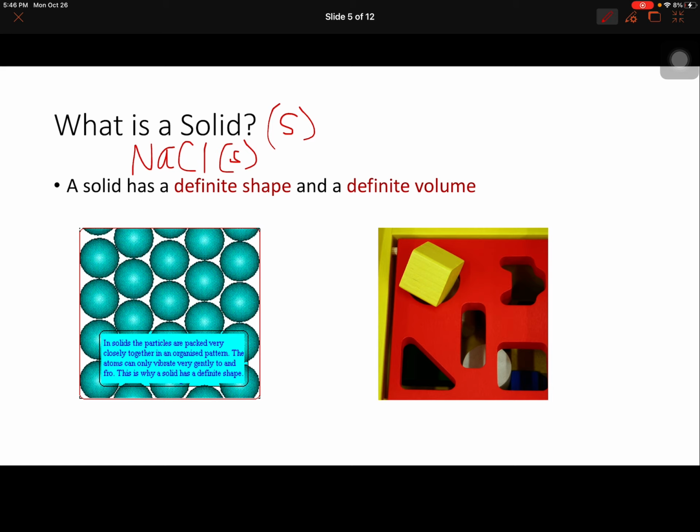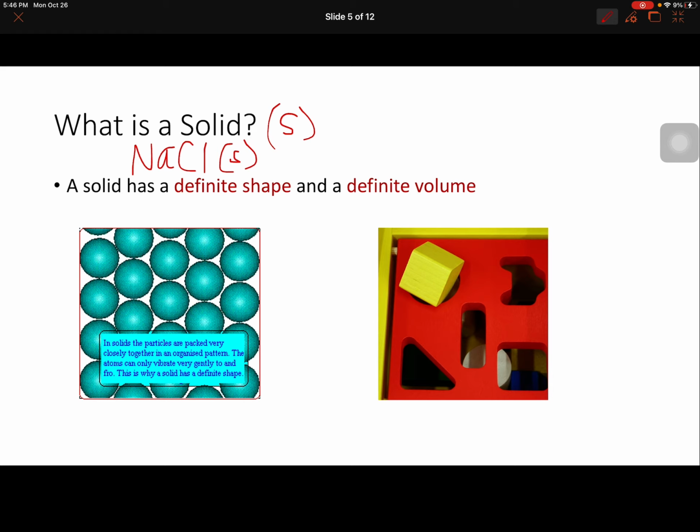Now, a solid has a definite shape and an indefinite volume. So for example, I include this image over here that shows a yellow cube trying to be shoved into a circle hole. Why doesn't it fit? The reason it doesn't fit is because that cube has a definite shape. Its shape will not conform to its container, so it will not fit.